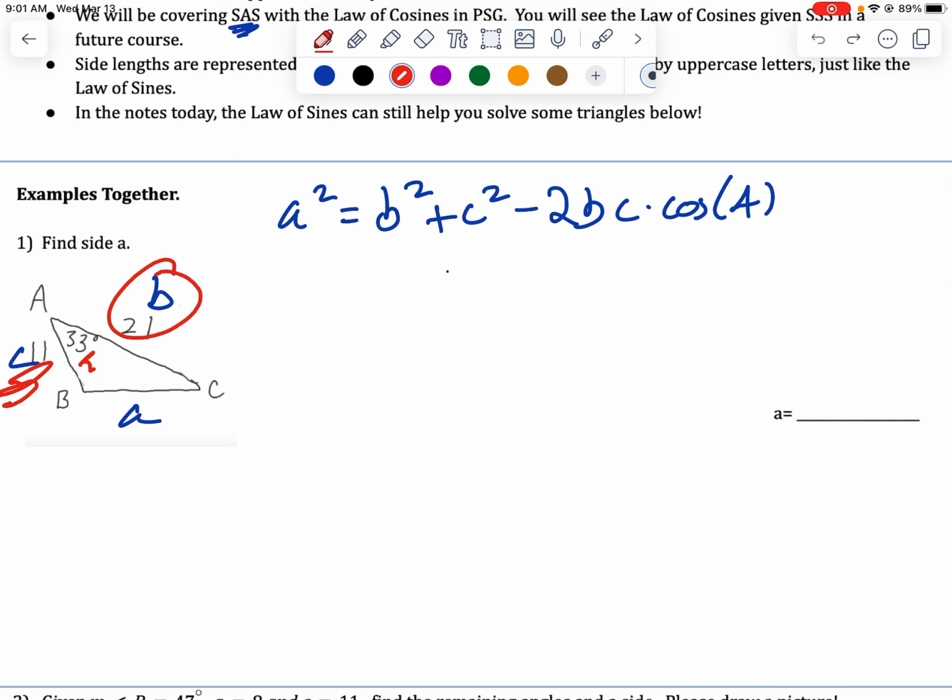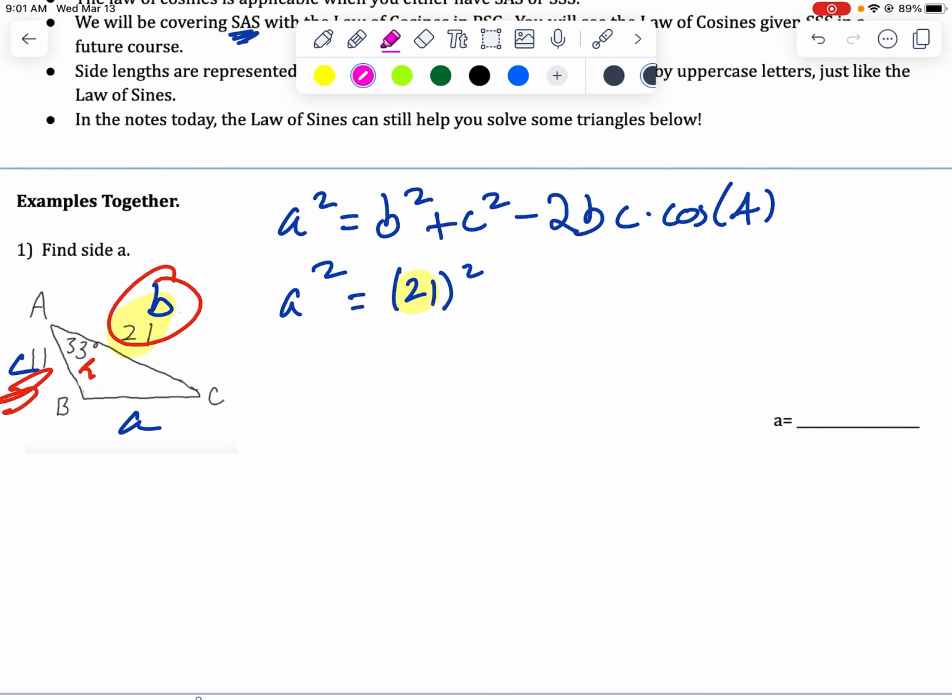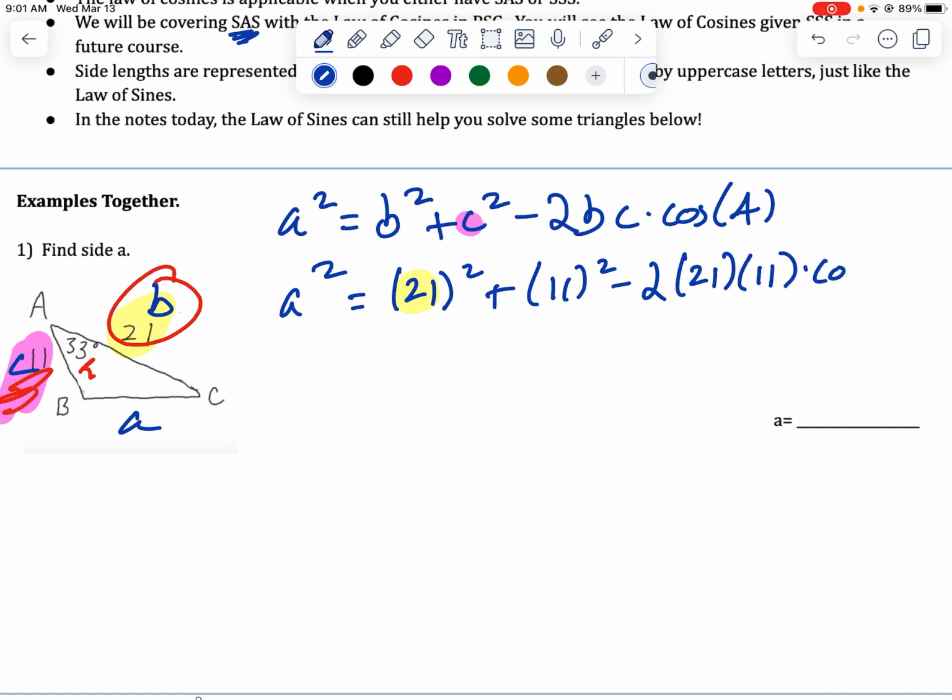Here we go. So all I have to do here is plug in the numbers. I'm trying to find A squared. B is 21. C is 11. The 2 stays the 2. B is 21, C is 11, times the cosine of angle A, which is 33. So you're just plugging those in.